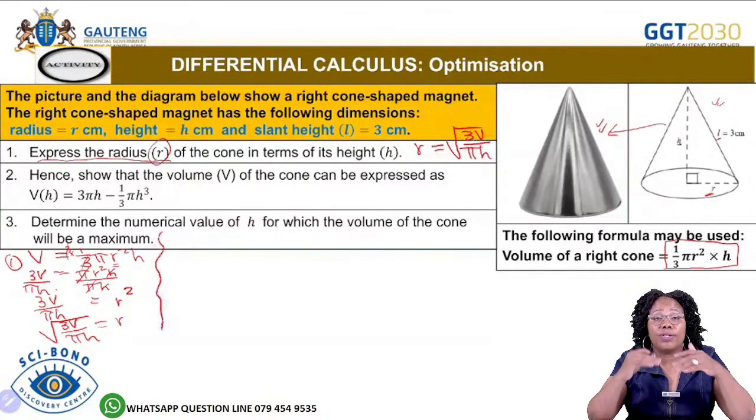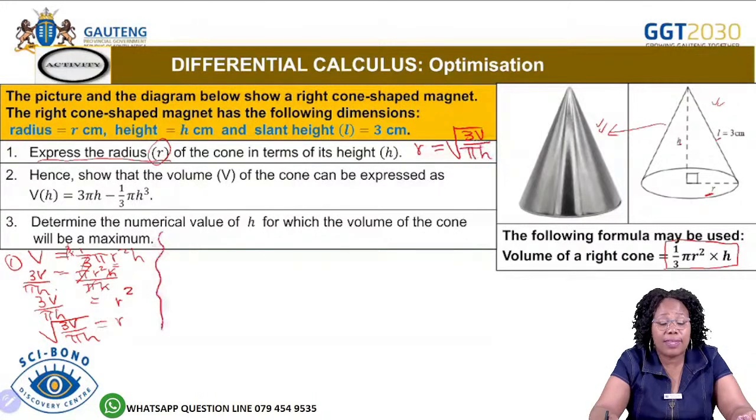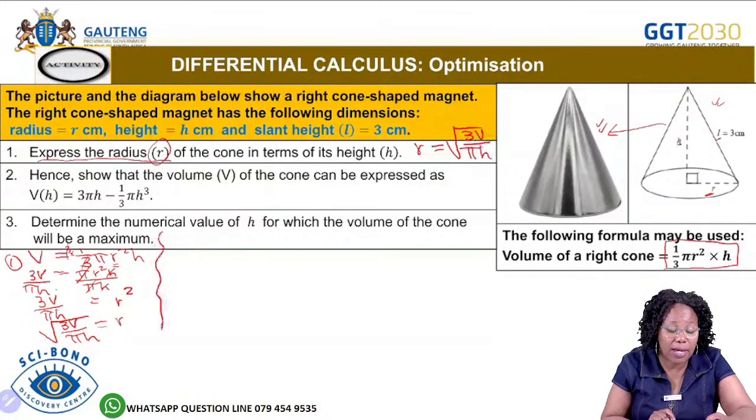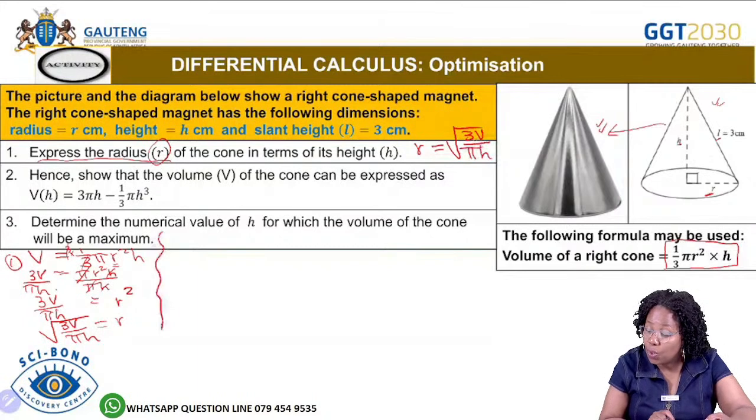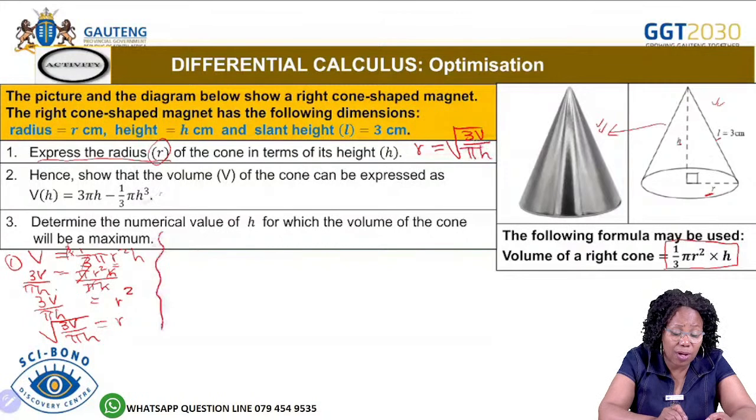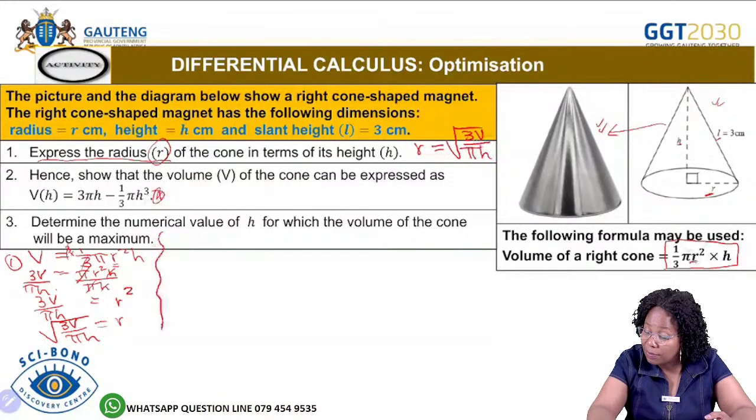Hence, that means using the previous answer, show that the volume of the cone can be expressed as V of H is equal to 3 pi H minus 1/3 pi H cubed. Okay, we want to express this in that format. All right, and then where do we start now? If you look at this one, there is no R here. Can you see that? That means the R is being substituted by something, grade 12.